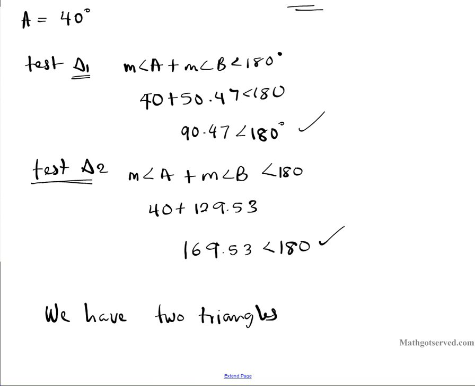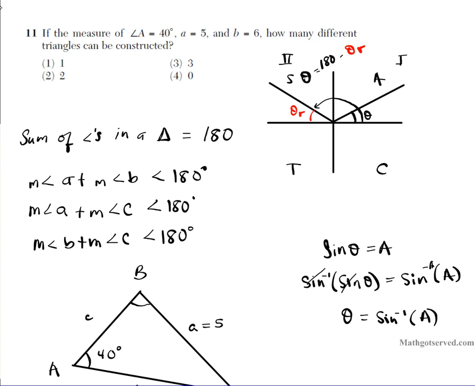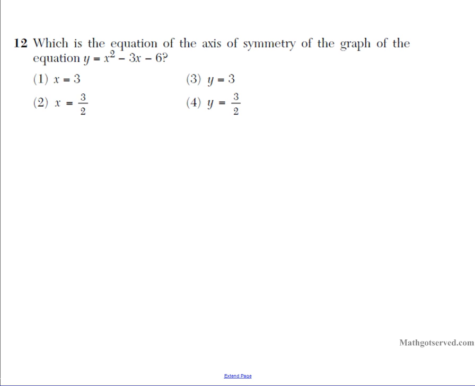Okay? So that one is option number 2 for number 11. All right, let's move on to question 12. This is a pretty interesting problem. It says, which is the equation of the axis of symmetry in the equation y equals x squared minus 3x minus 6?